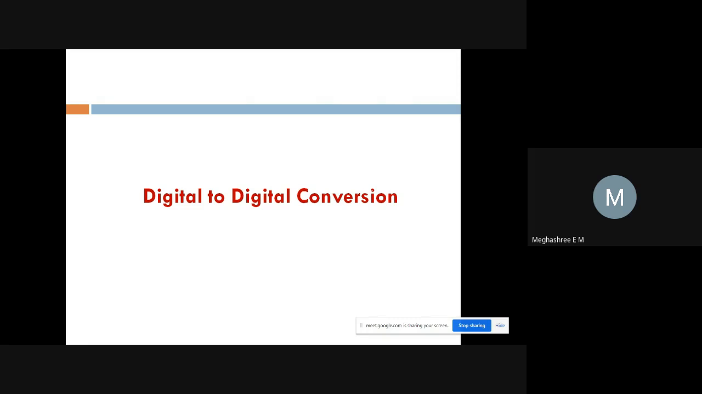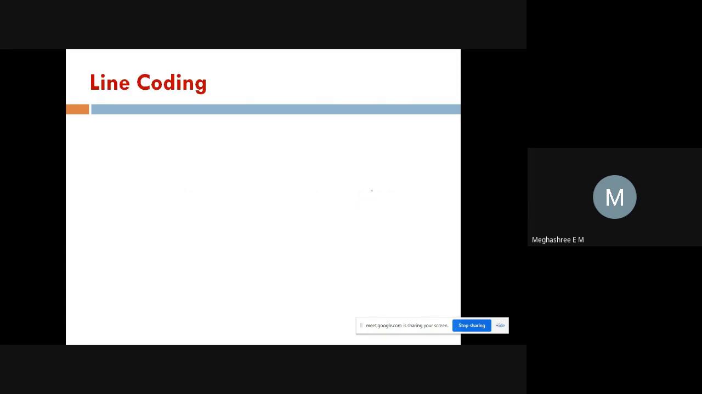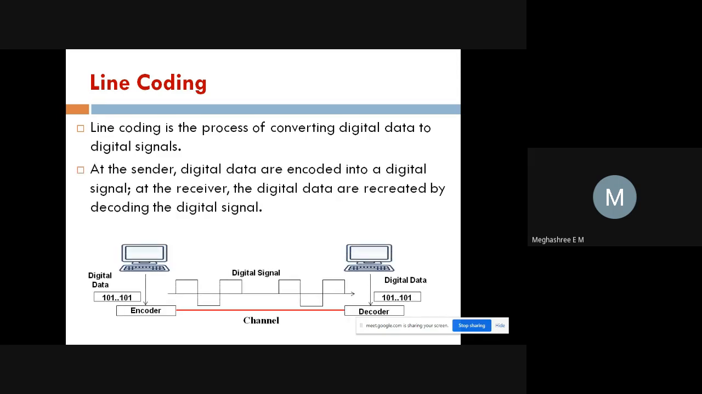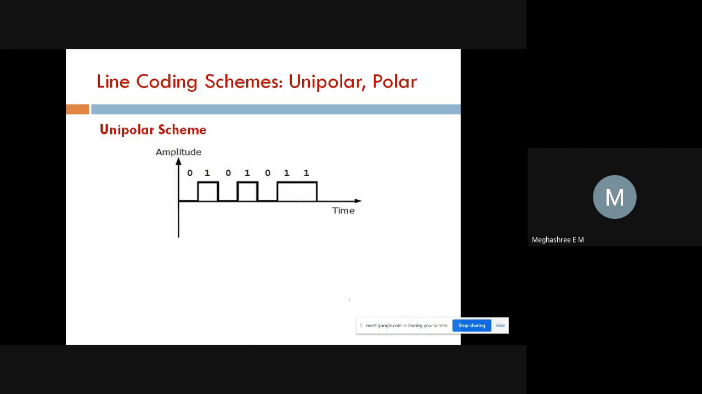So in this chapter, we started with digital to digital conversion. Line coding is one such process which is used to convert digital data to digital signal, with the help of an encoder and a decoder. As you can see, digital data is converted into digital signal, right? There are three methods followed under the line coding scheme: one is unipolar, second is polar, and the last is bipolar.